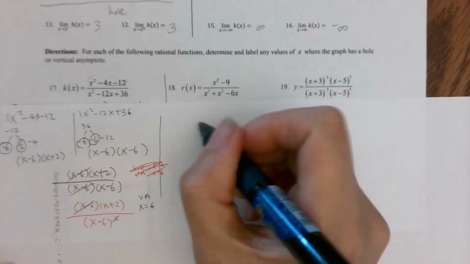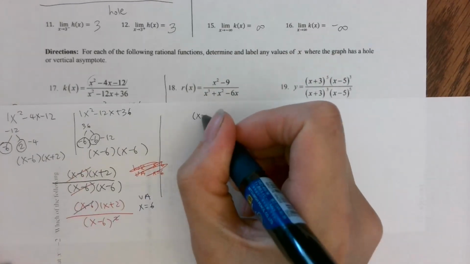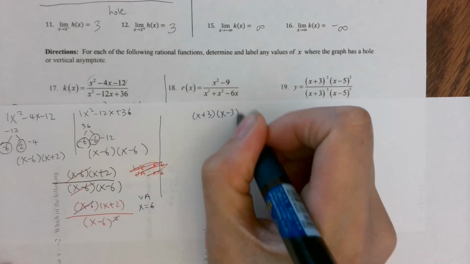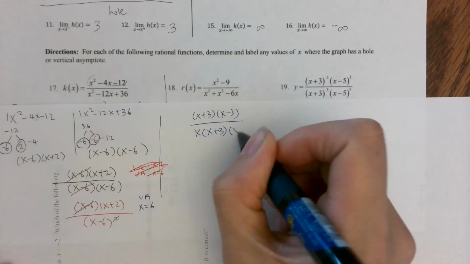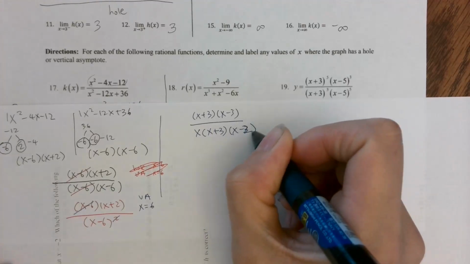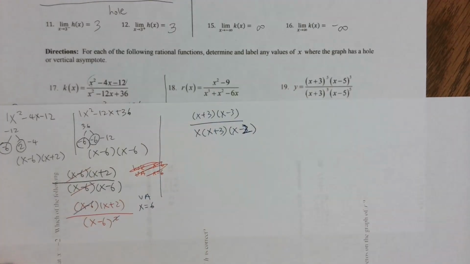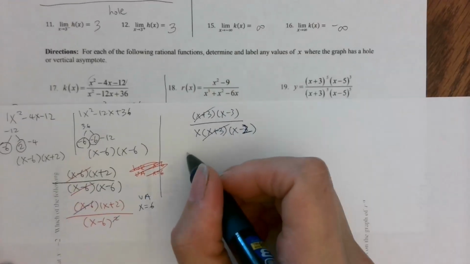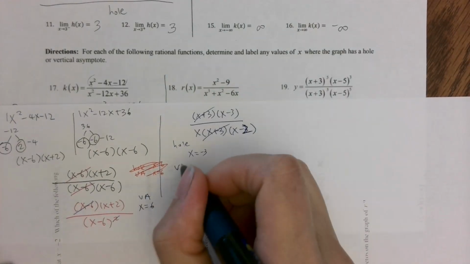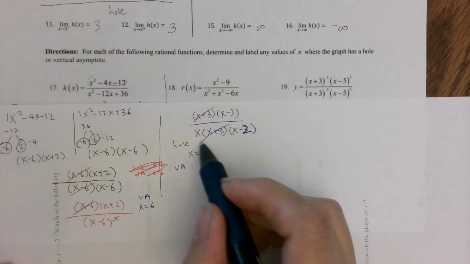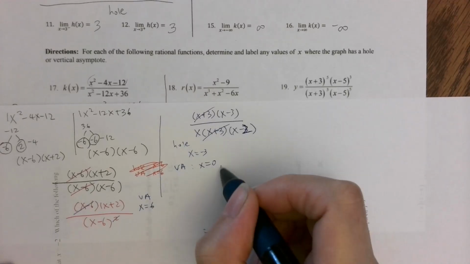All right, let's look at number 18. Let's factor. The top is a difference of two squares: x plus 3, x minus 3. Denominator, I'm just going to go a little fast. x plus 3 and x minus 2 is how you factor it. I hope I'm right. All right, canceling factor: none of them are repeating. So hole at x equals negative 3. Vertical asymptotes, I have 2 of them. Non-canceling factors of the bottom: x equals 0 and x equals 2.